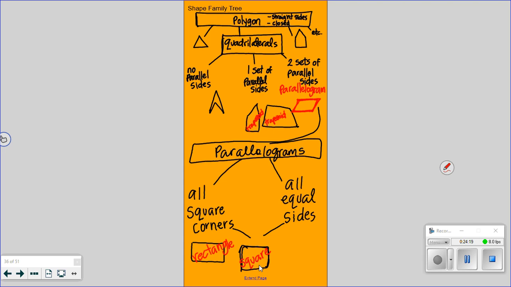And then our last shape is the one that we learned today. It's a shape that is a quadrilateral. It's also a parallelogram, and it has all equal sides. Lydia, what's the name of that shape? A rhombus. You think you can draw a rhombus?